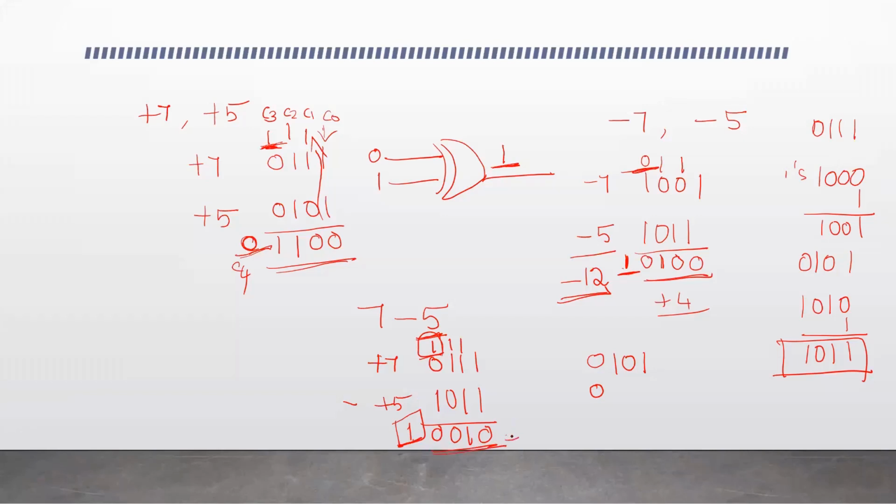0, 0, 1, 0 is plus 2. The sign bit is 0, you can note the sign bit, it is positive, and the magnitude is 0, 1, 0. So it is plus 2. This is how the overflow is detected during addition and subtraction.